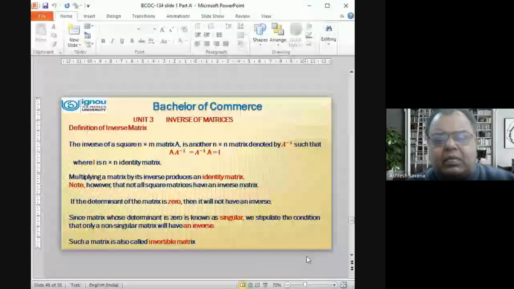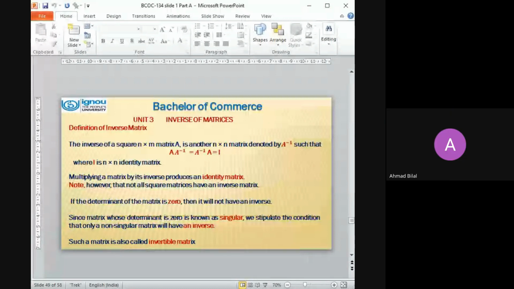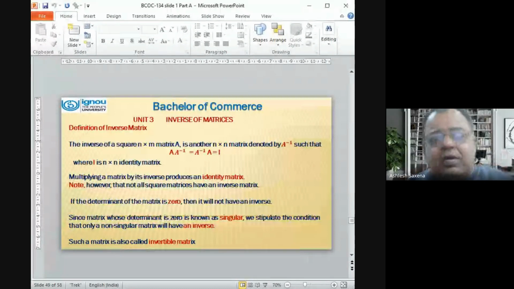I'm just sharing, yeah. Now you can see the screen. You can see my slide now. Is that visible to you? Yes, yes. You can see the slide now.